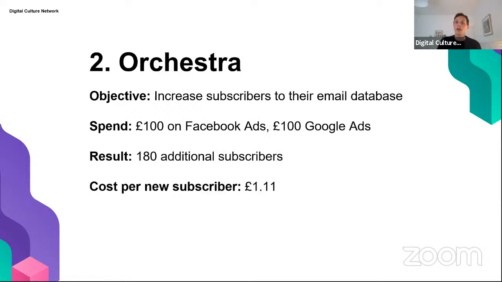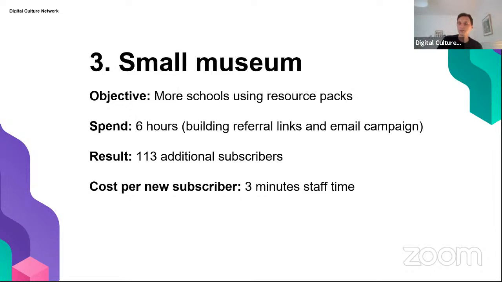For the orchestra, they've spent £100. They've done a bit of multi-channel marketing here: £100 on Facebook ads, £100 on Google ads, and they've had 180 additional subscribers. So they've reached their target, and it costs them £1.11 for every person that then subscribed.